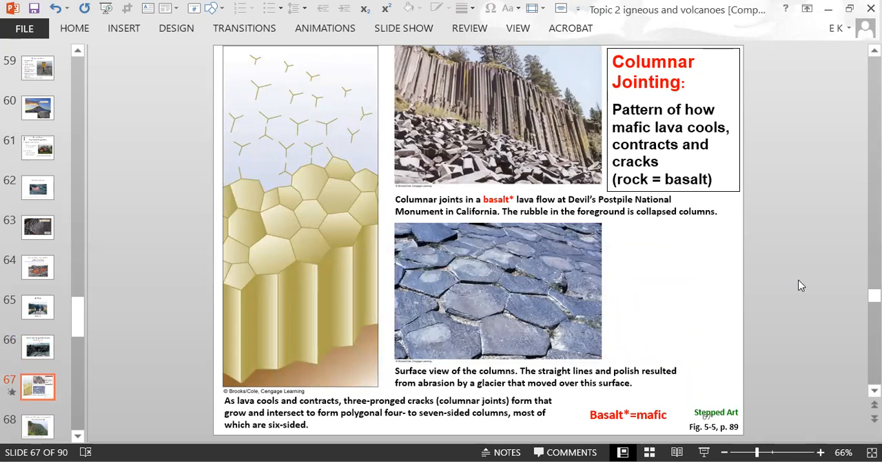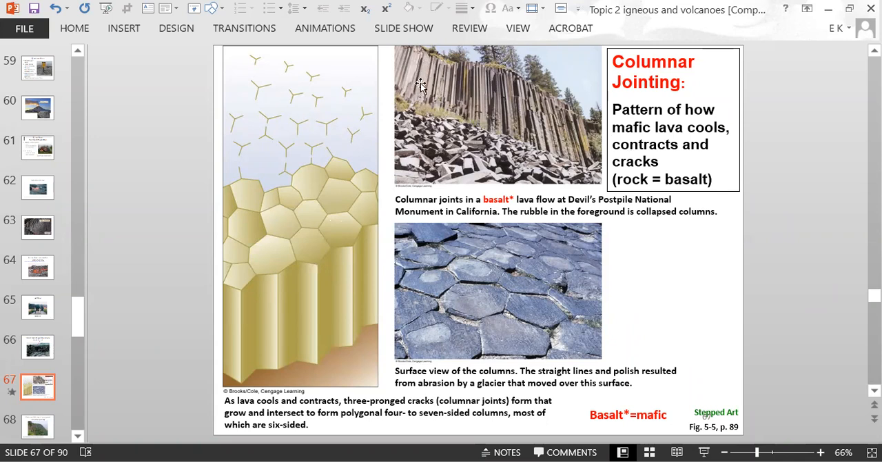Then we have something called columnar jointing. This is a pattern of how mafic lava cools and contracts and then cracks. Keep in mind the word contract means to shrink. So sometimes mafic lava, when it cools and shrinks, cracks into hexagonal shaped columns. So this is columnar jointing. You can see on the top picture, you have these columns.